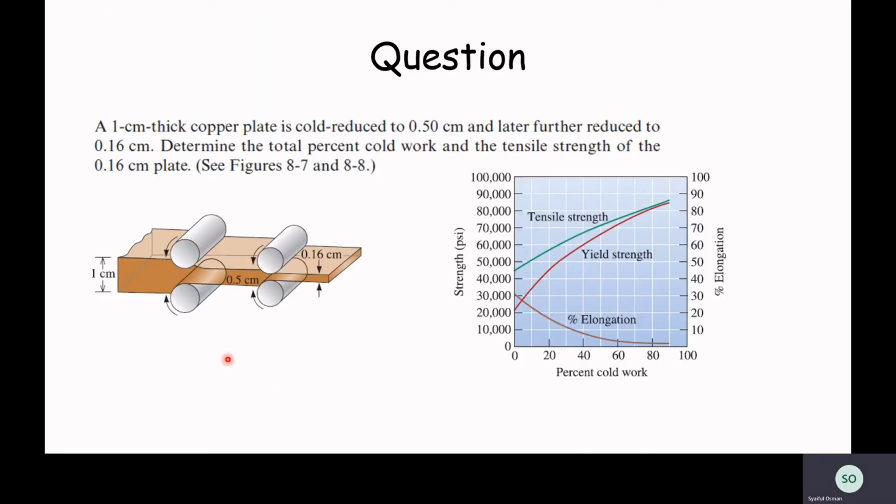Here we have an example problem on how to determine the percentage of cold working. The question says that we have a 1 centimeter thick copper plate that is cold reduced to 0.5 centimeter and later further reduced to 0.16. We need to determine the total percent cold working and the tensile strength of the 0.16 centimeter plate. Note that because the width of the plate does not change during the rolling, the cold work can be expressed by the percentage of reduction in the thickness T. So we can write down the percentage of cold working as the original thickness minus the final thickness, divided by the original thickness, times 100.